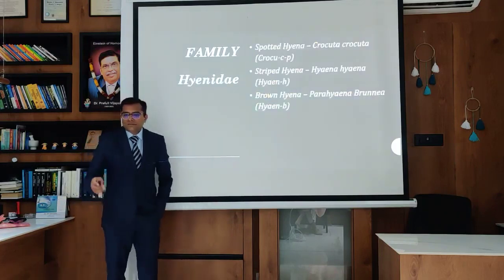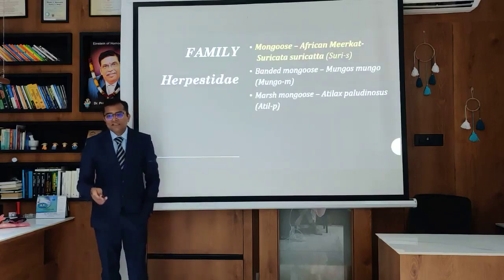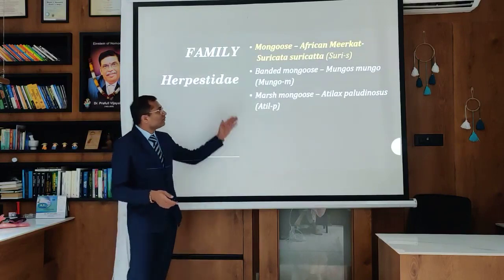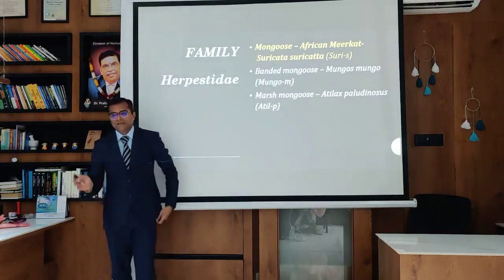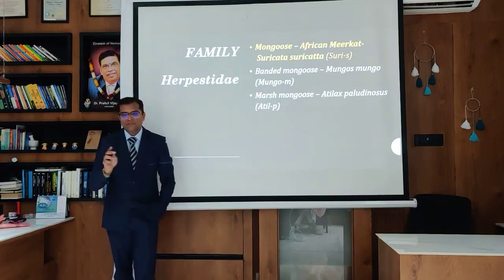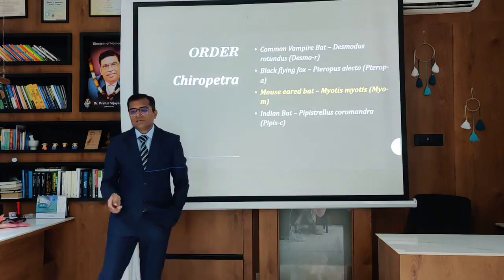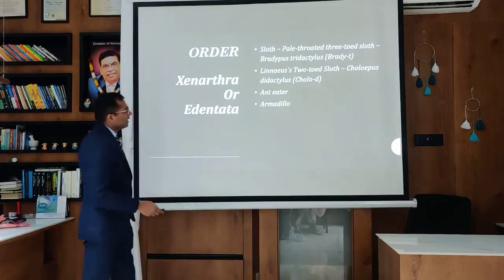Hyaenidae. In Hyaenidae there are different hyenas. In Herpestidae, there is the mongoose, Mungos mungo, Suricata. This is also a remedy in Materia Medica, but I don't have any data about this. Then for mouse, it is Myotis. Another order is Xenarthra. There are fewer remedies there.